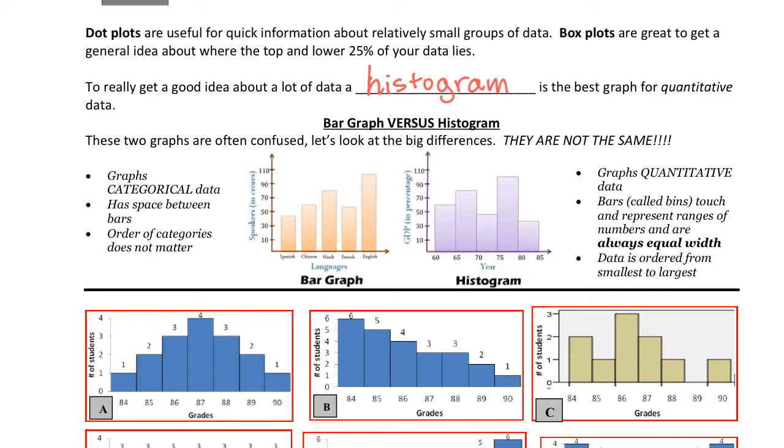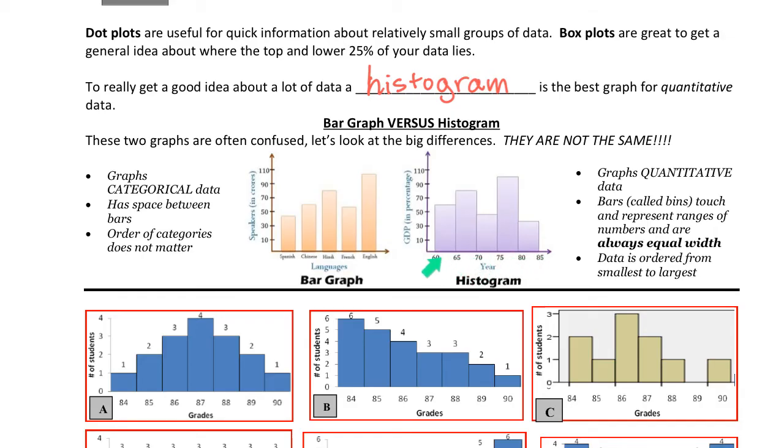A bar graph is going to have space between the bars. A histogram never has any space between the bars. In very, very rare cases you will see space between the bars, but I would argue those aren't really histograms. Those are just bar graphs using numerical data.